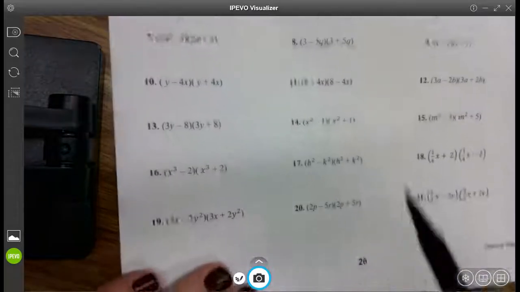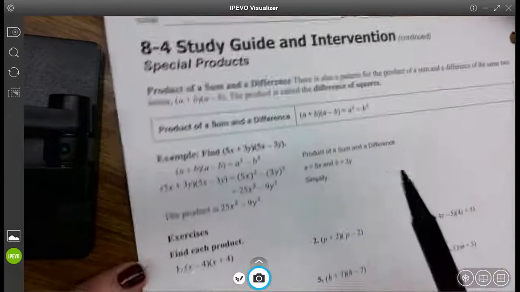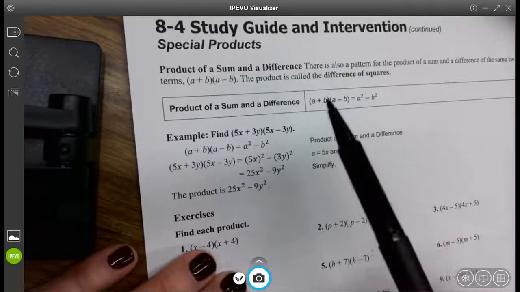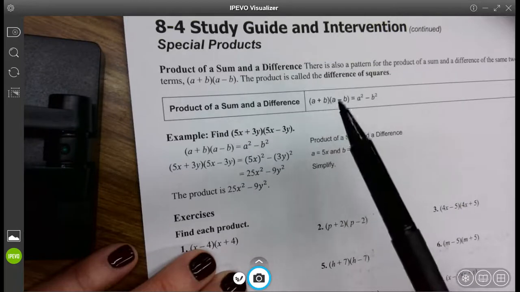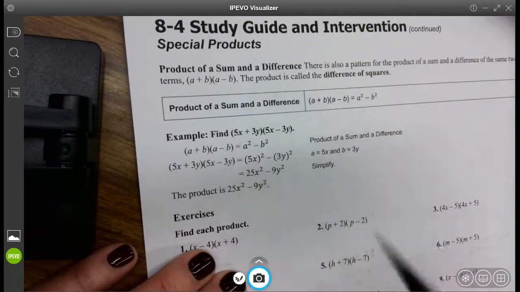Okay, so it's just like before. So if you look on the back, now you're not squaring pluses, you're not squaring minuses, you're squaring neither. You're just foiling with a plus and a minus. This is called the product of a sum and a difference.